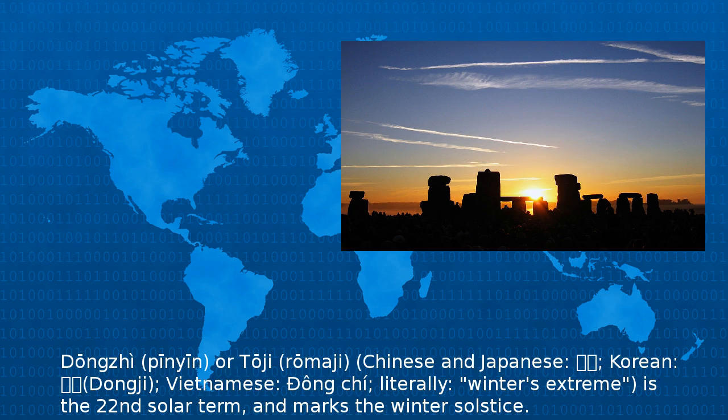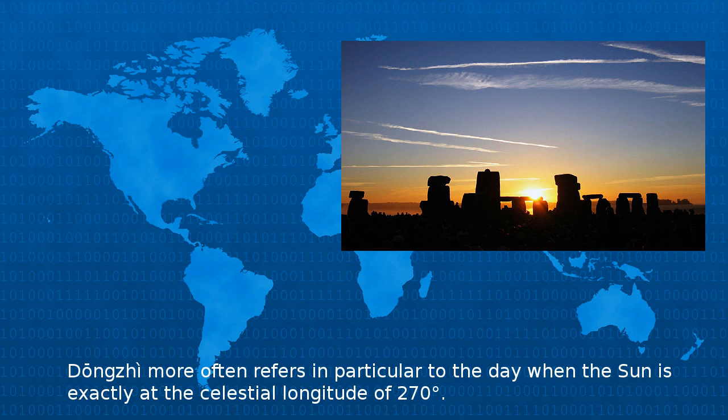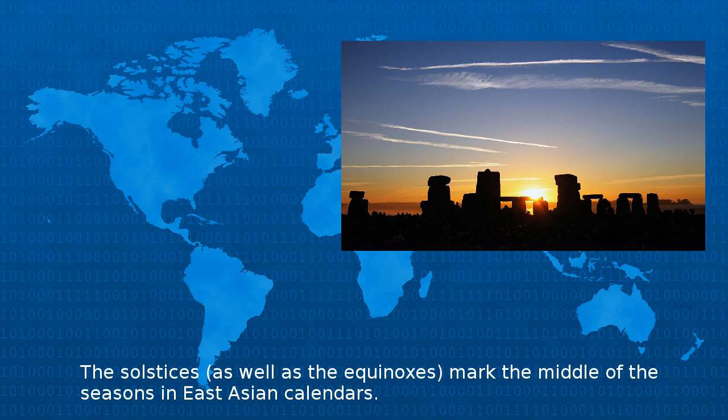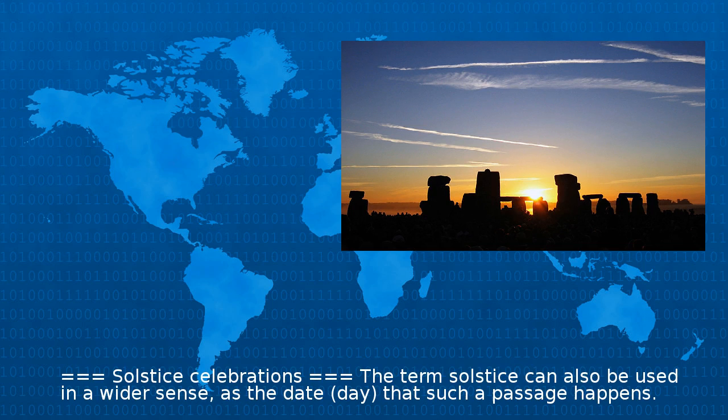Dongzhi, Pinyin, or Toji, Romaji, Chinese and Japanese, Dongji, Korean, Đông chí, Vietnamese, literally winter's extreme, is the 22nd solar term, and marks the winter solstice. It begins when the sun reaches the celestial longitude of 270 degrees, around December 22nd, and ends when the sun reaches the longitude of 285 degrees, around January 5th. Dongzhi more often refers in particular to the day when the sun is exactly at the celestial longitude of 270 degrees. The solstices, as well as the equinoxes, mark the middle of the seasons in East Asian calendars. Here, the Chinese character means extreme, so the terms for the solstices directly signify the summits of summer and winter.